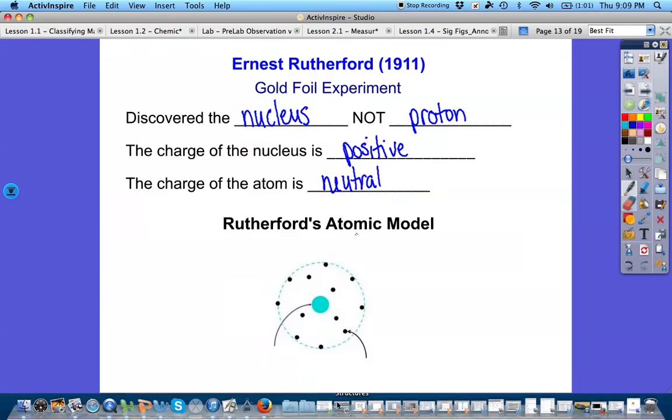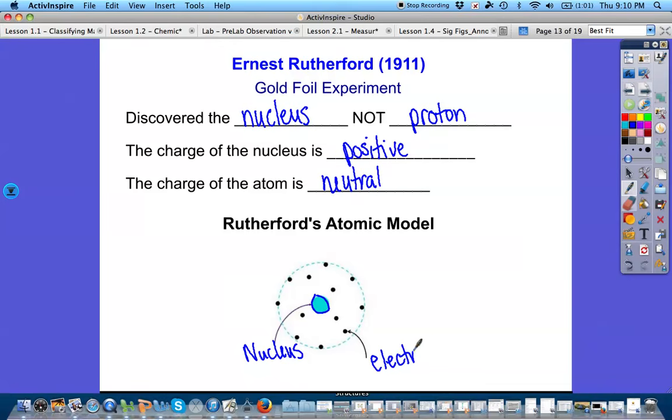So Rutherford's atomic model, what he did to change from Thomson's atomic model is he just said that here in the center, this is our nucleus. Where the positive charge is held. And then somewhere throughout the rest of the atom, these black dots, those represent the electrons.